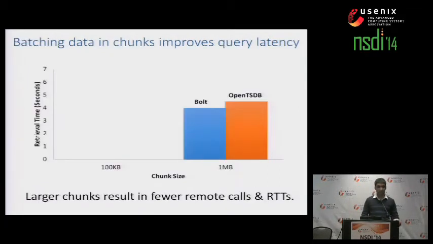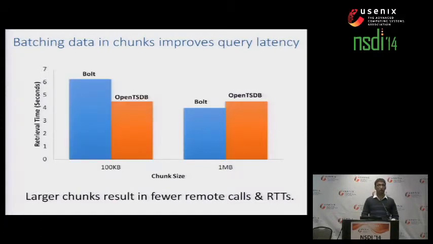The y-axis here shows the time taken to do this query. The x-axis varies the chunk size. We found that if the chunk size is 1 megabyte, Bolt performs better than OpenTSDB. But now, if we reduce the chunk size, Bolt needs to perform a lot more remote storage calls in order to retrieve the same amount of data, so its performance decreases. This relates to strawman 2, where we mapped each data record to a key value pair, thus increasing the number of remote calls and round trip times.